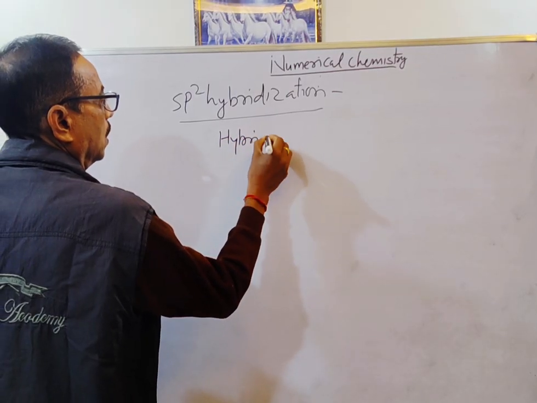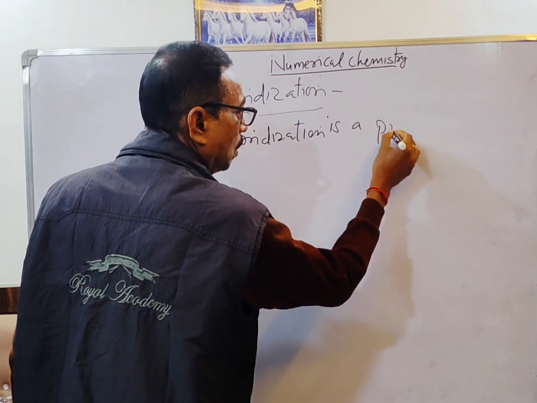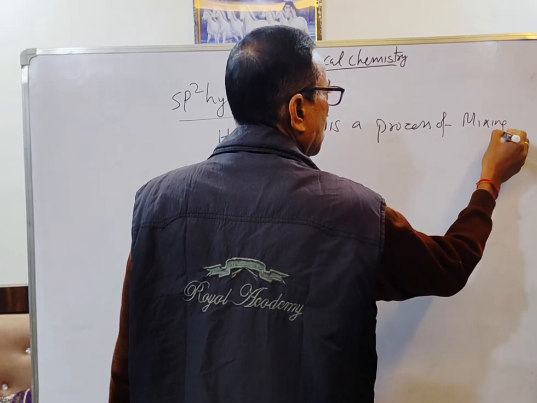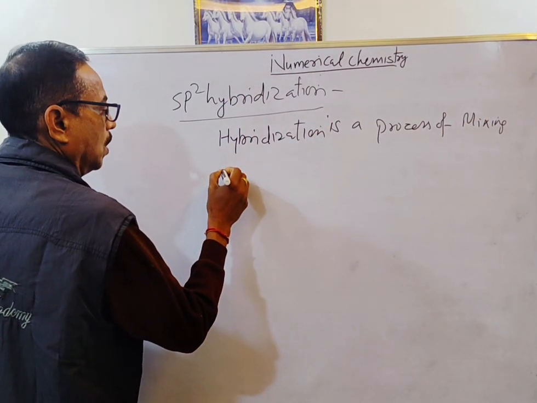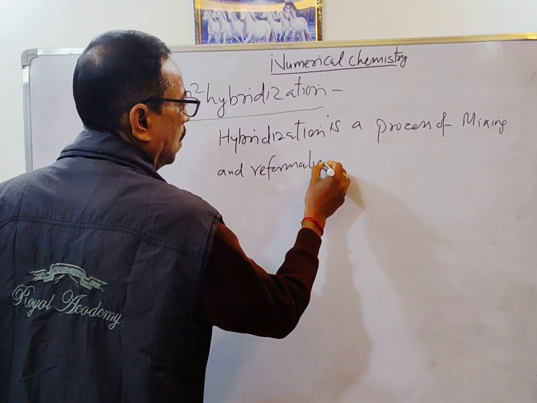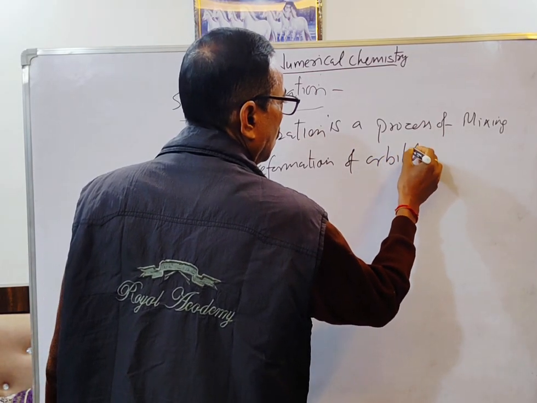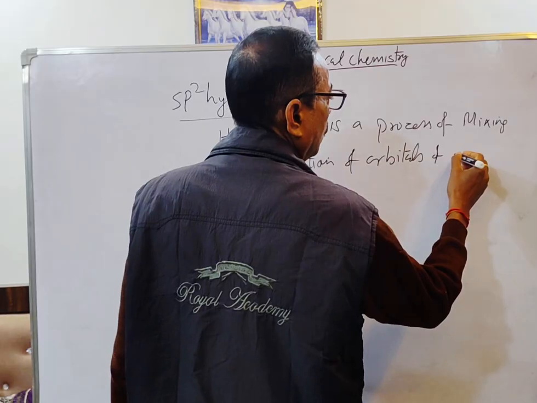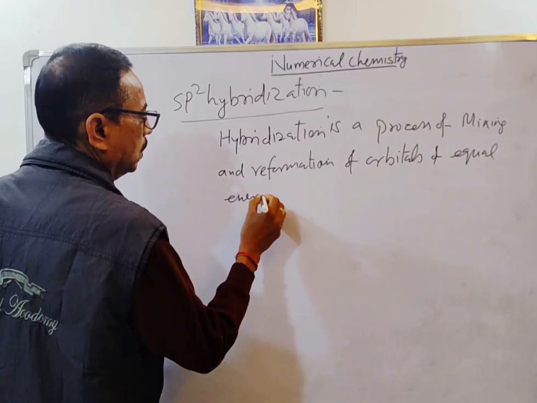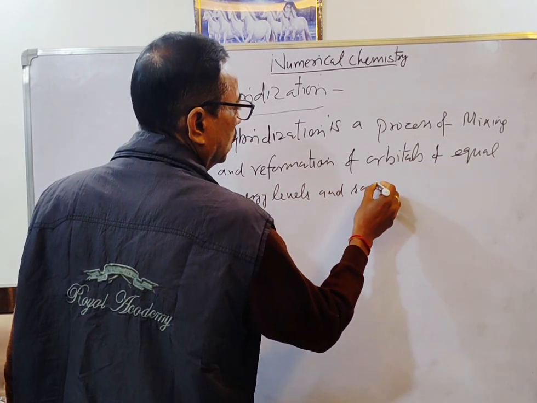Hybridization is a process of mixing and reformation of orbitals of equal energy levels and the same numbers.